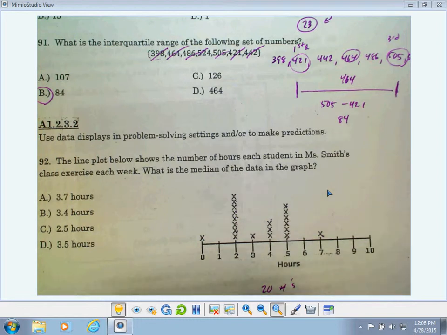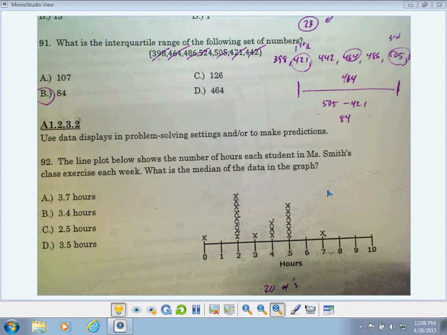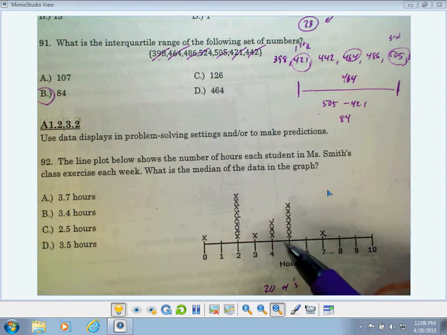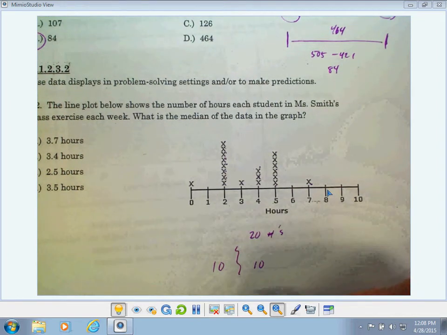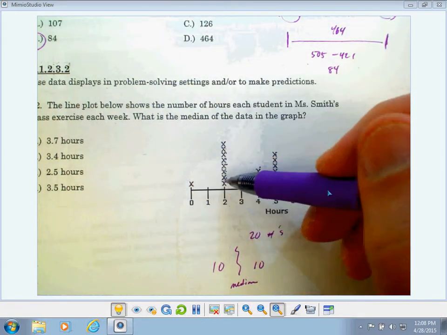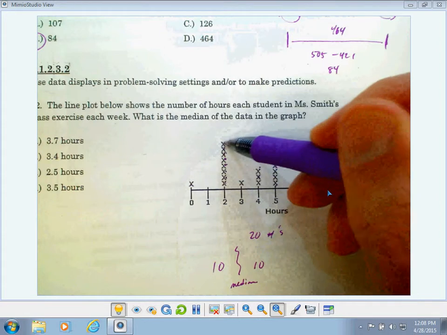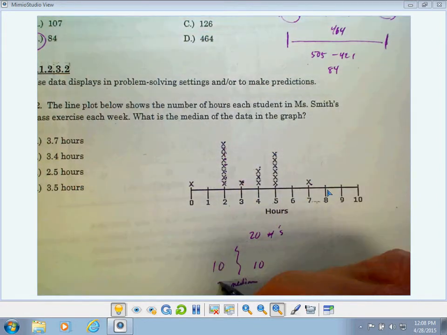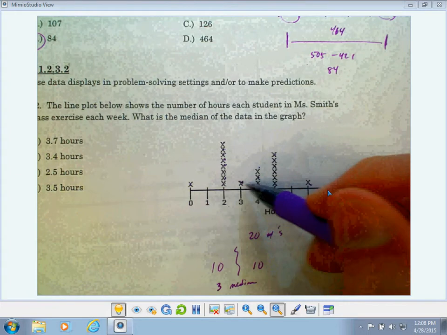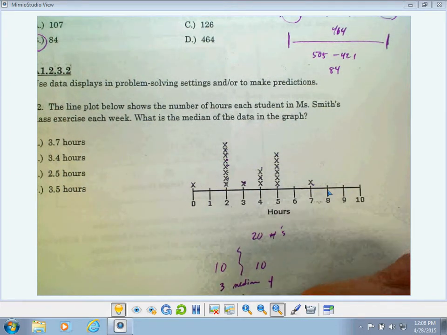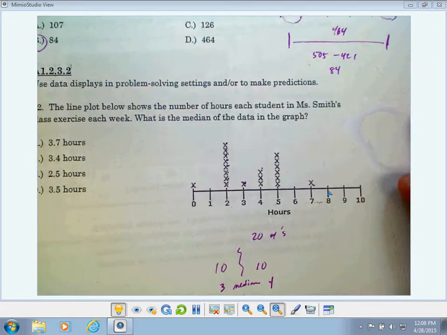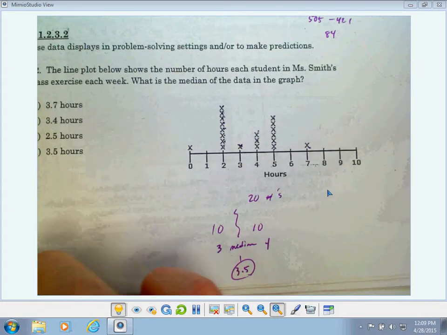We could write them all out, but I don't think we're going to need to do that, because it means that the median would be between the first 10 and the other 10. We need the first 10 numbers, and our median will fall right in between them. So let's count the first 10 numbers. 1, 2, 3, 4, 5, 6, 7, 8, 9, 10. The 10th number here would be 3, which would mean the 11th number is 4. So the median is right in between at 3.5. So our answer for this one would be D.